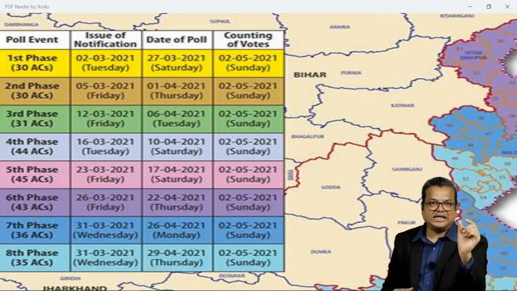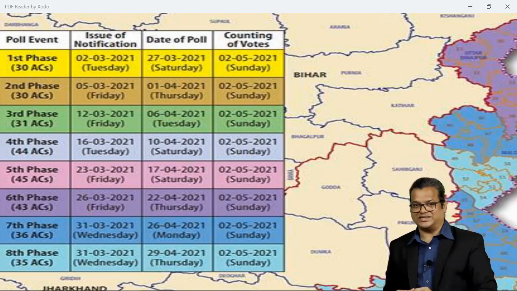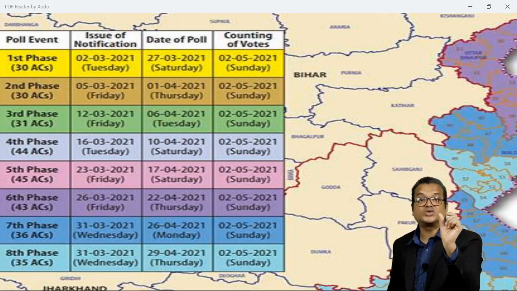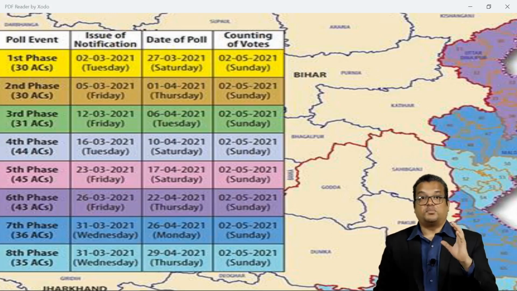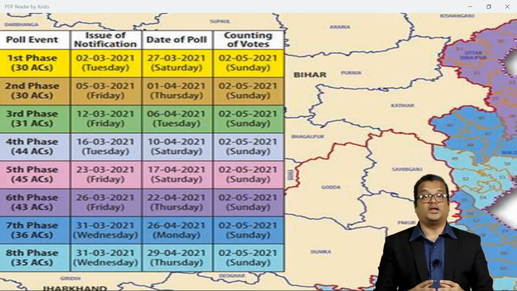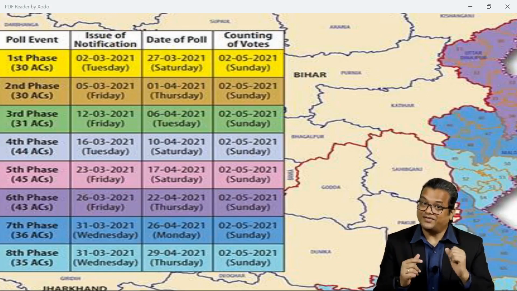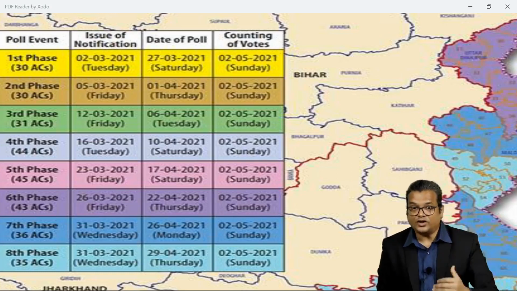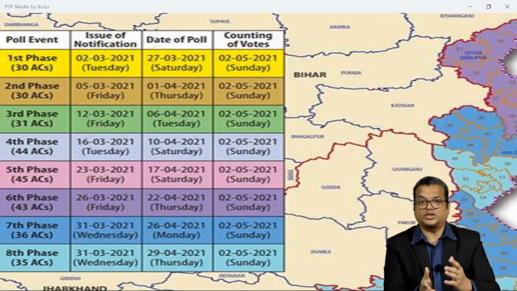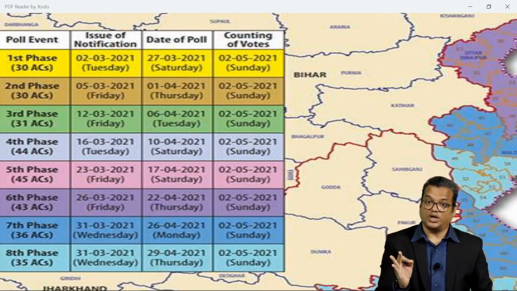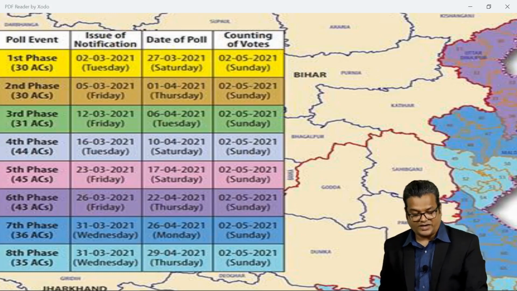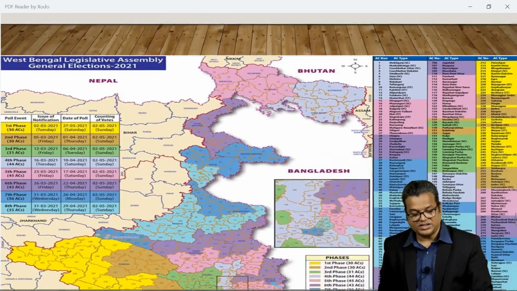That AC, what is that? Assembly constituencies, right? Each small region is called an assembly constituency. So guys, remember, important: West Bengal elections are held in how many phases? 8 phases, different dates of polls. It's okay if you don't remember all these dates of poll, but remember the counting date, which is 2nd May. Okay, fine, understood.